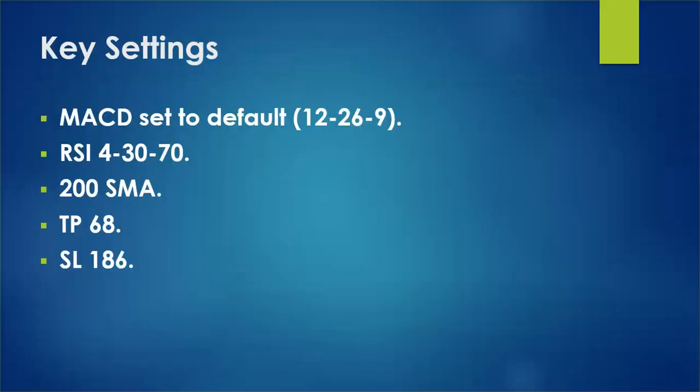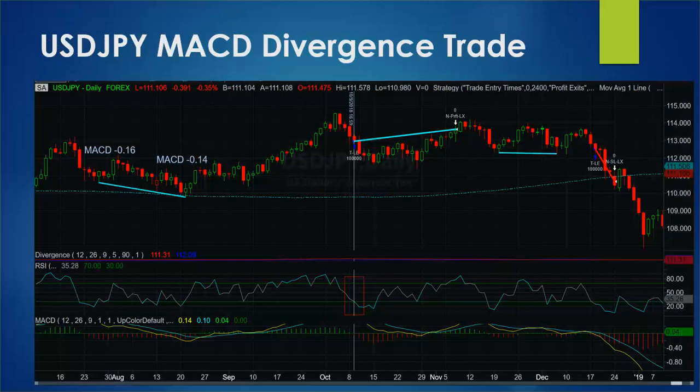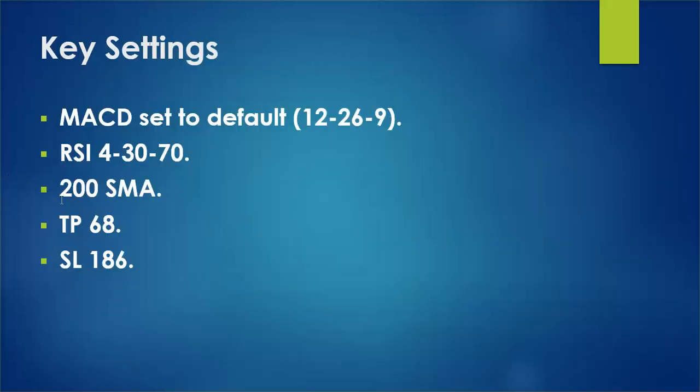Now, let's look at some very key settings on that chart, and then we'll come right back. What is the MACD set to? The default settings, 12, 26, and 9. It's whatever comes with it. I didn't change MACD at all. The RSI on the screen was a length of 4 and then the typical 30/70. I didn't change anything. The line on the screen was the 200 period simple moving average, the most famous moving average in the history of mankind or womankind. The take profit is 68 pips because we're using a Forex instrument. And the stop loss was 186 pips.